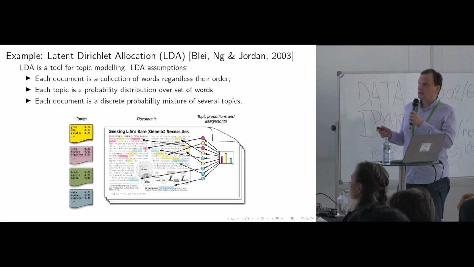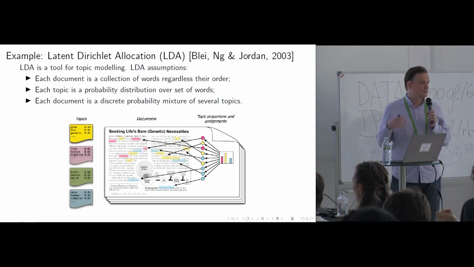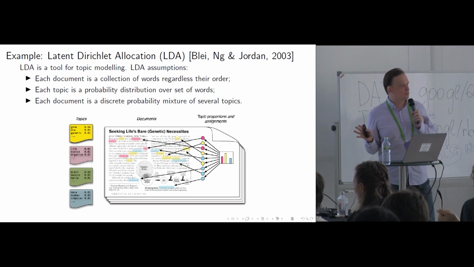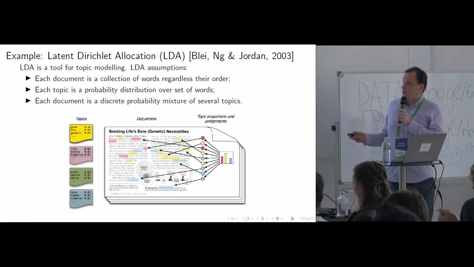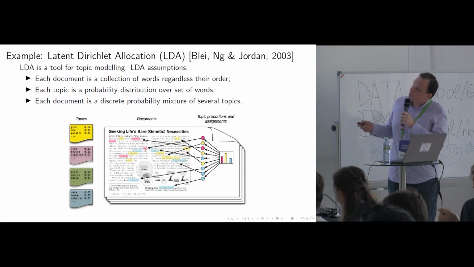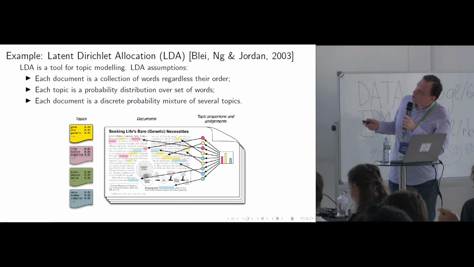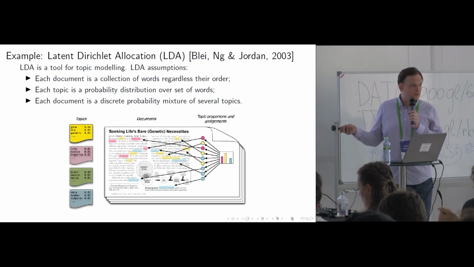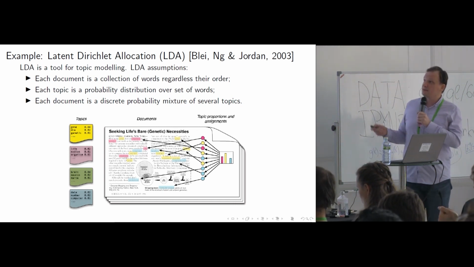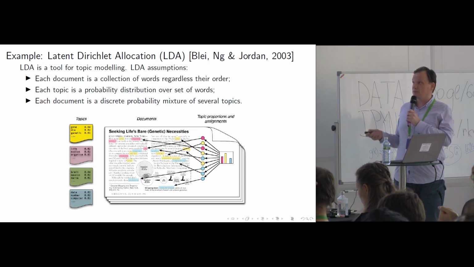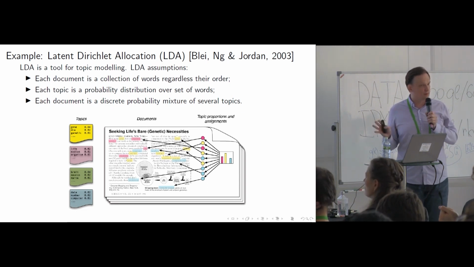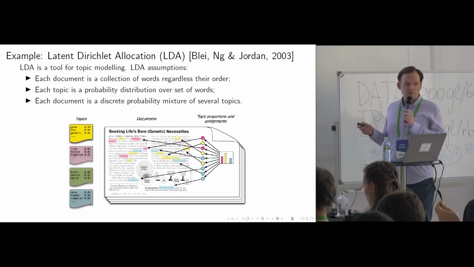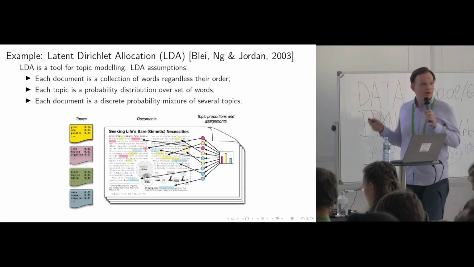The second assumption is that each topic is just a probability distribution over the set of all possible words. In this example, you see a topic with high probabilities for the words gene, DNA, genetic, and almost zero probabilities for all other words in the vocabulary. So we might interpret this topic as being about genetics, and so forth. And the last assumption of LDA is that each document probably consists of several topics. In terms of mathematics, it's a discrete probability mixture of several topics.